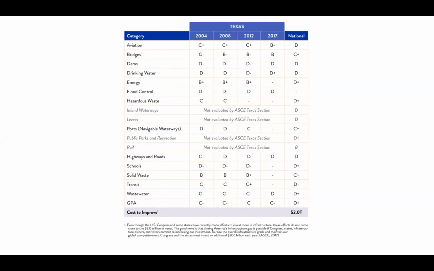The first one is, can I use the FHWA condition assessment for the water wastewater infrastructure?